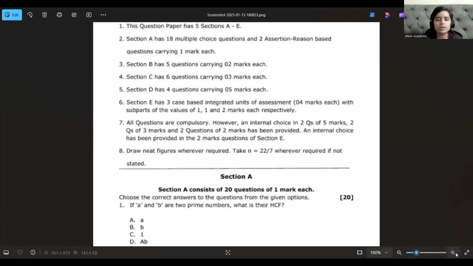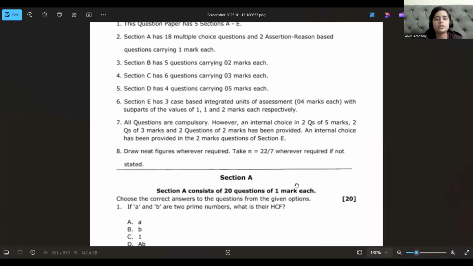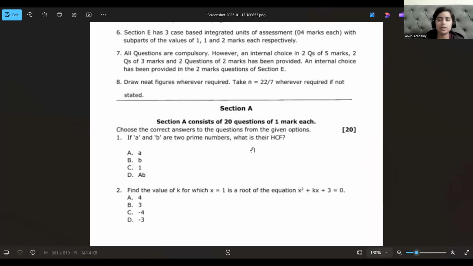We have the questions. Now, first question says choose the correct answers to the questions from the given options. If A and B are two prime numbers, then what is their HCF? Now, if A and B are two prime numbers, we can imagine them to be any two prime numbers, let's say 2 and 3. Now, since they have nothing in common because they are prime numbers, their HCF is supposed to be 1 only. We have option number C.